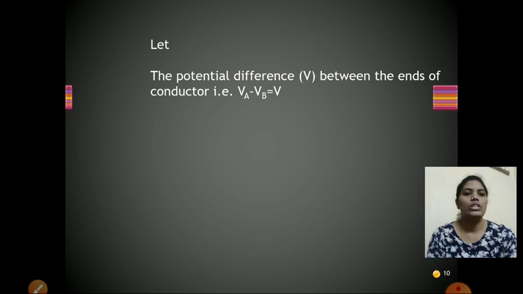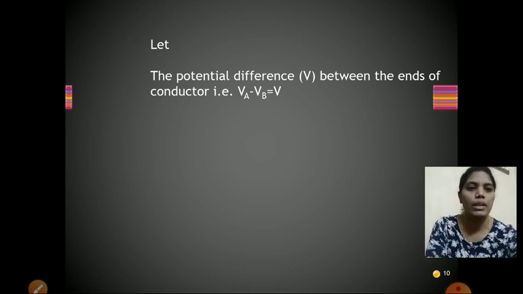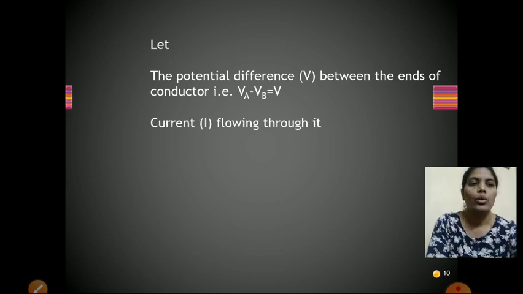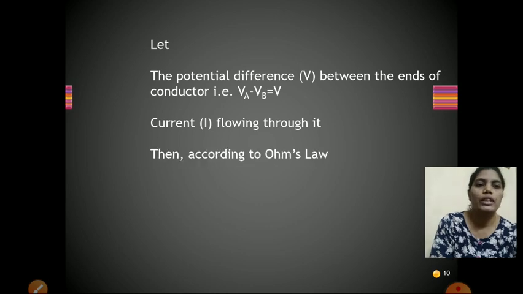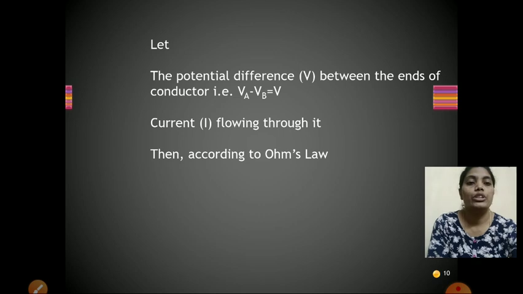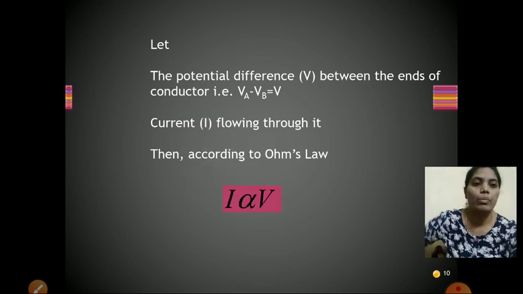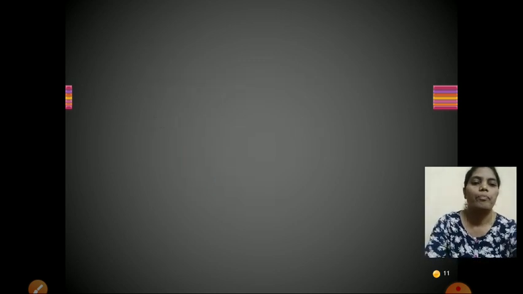Let the potential difference between the ends of the conductor be VA minus VB, which is equal to V. Now the current flowing through this conductor is I. Then according to Ohm's law, the current is directly proportional to the potential difference. So I is directly proportional to V.